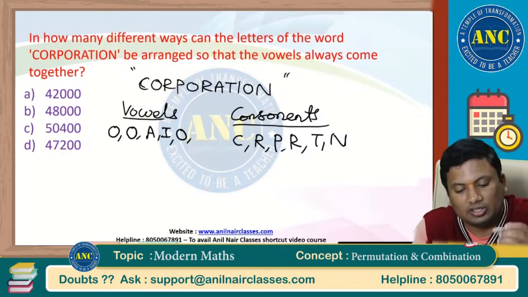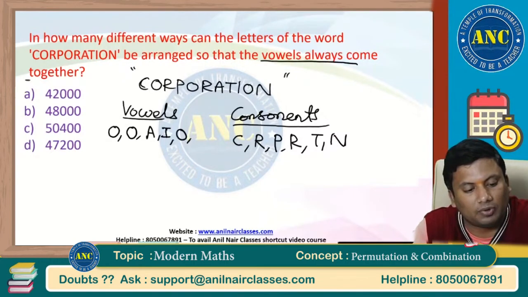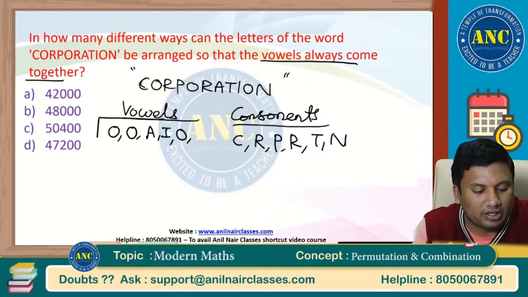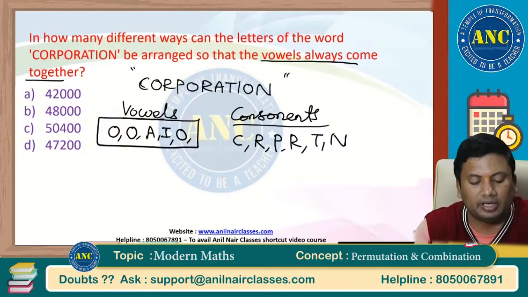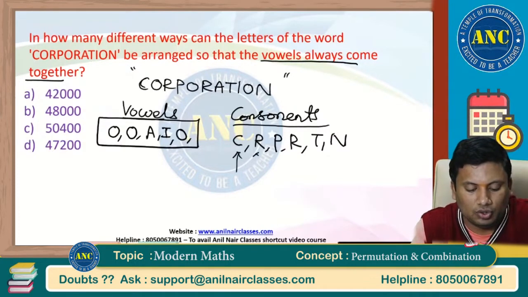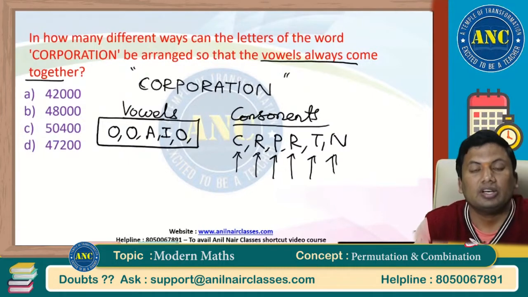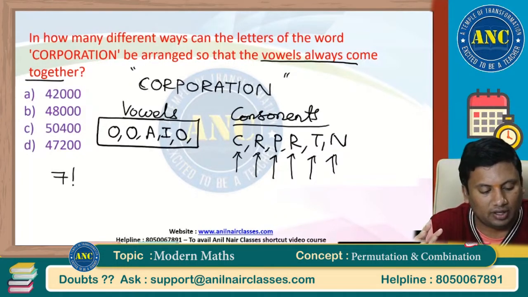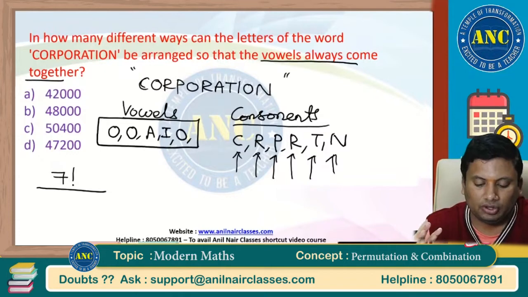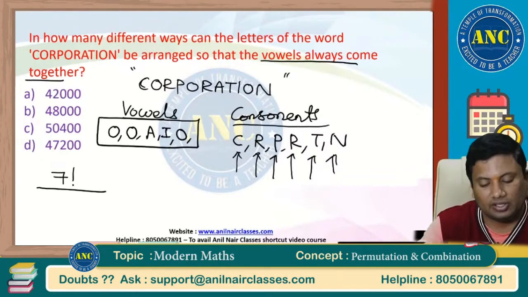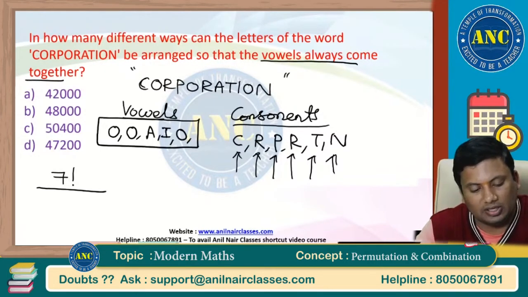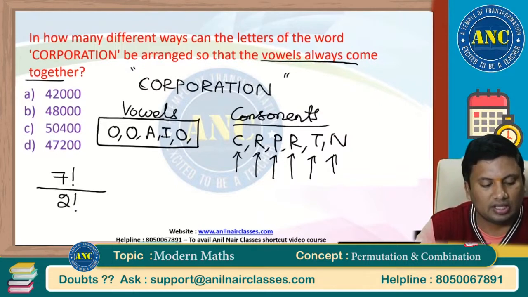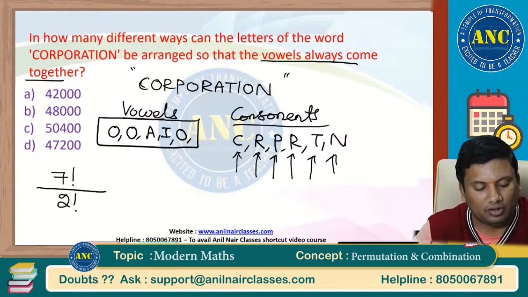Now see here, such that all the vowels come together. Come together means make them together, put them in a bag. If I put them in a bag, there are 6 different objects, and the bag is considered to be one object. 6 plus 1, it is 7 factorial. But R is repeated twice, so it is 7 factorial by 2 factorial.